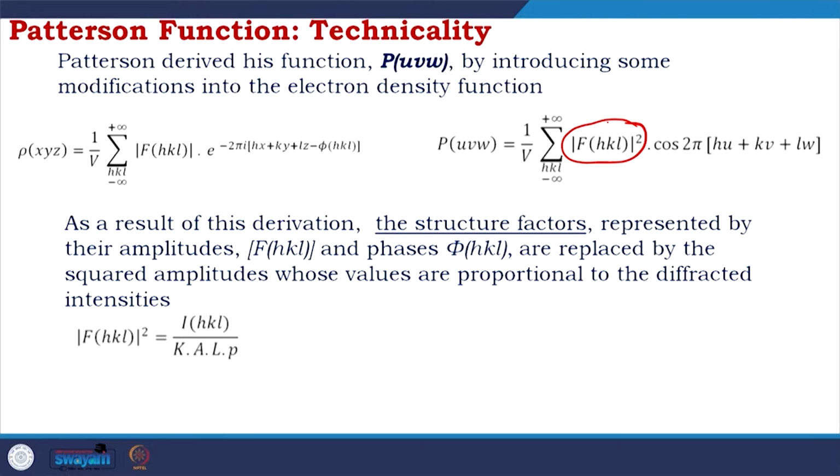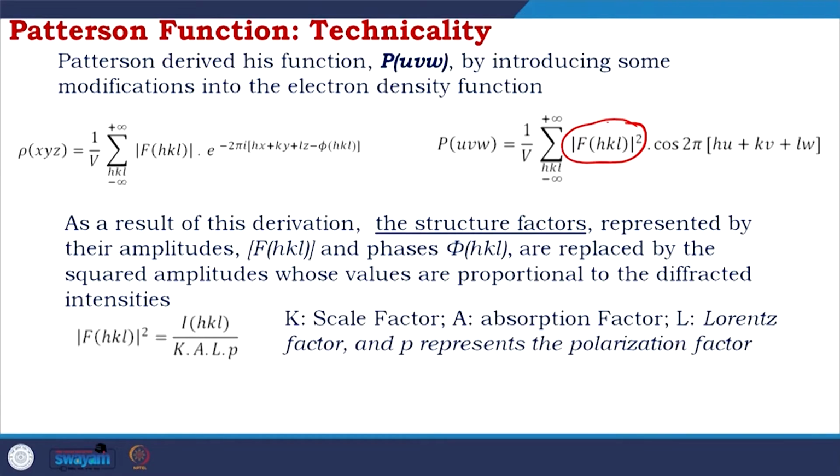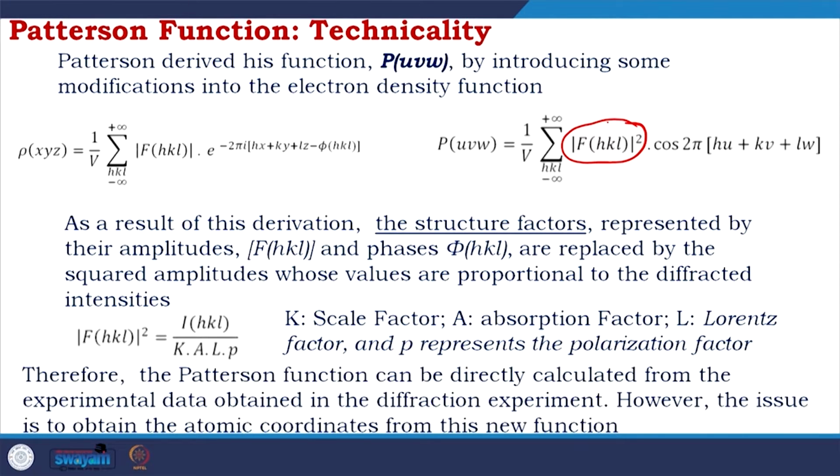where I is the intensity, which is |F(HKL)|² times KALP, where K is the scale factor, A is the absorption factor, L is the Lorentz factor, and P represents the polarization factor. So, the Patterson function can be directly calculated from the experimental data obtained in the diffraction experiment, because now we do not see the involvement of a phase.